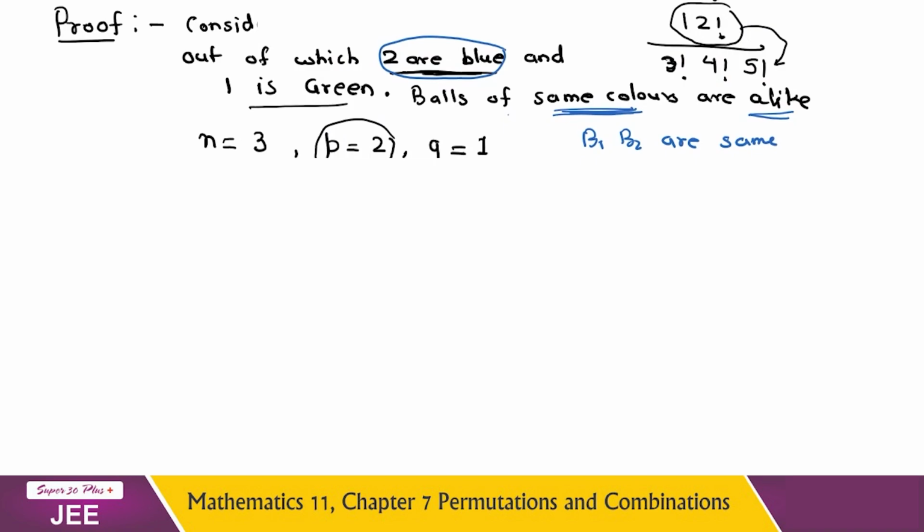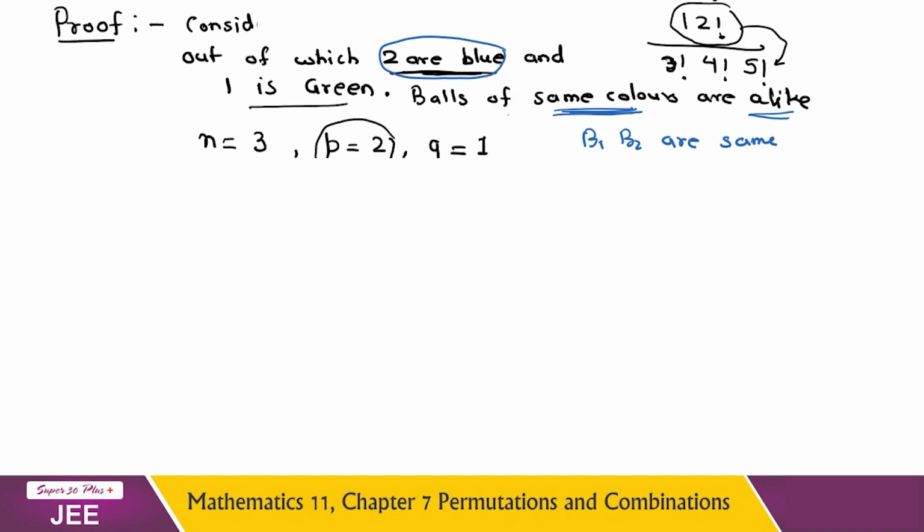Alright, let me again explain that if the total number of objects is n, out of which p are alike of one kind, q are alike of second kind, and r alike of third kind, and the rest, that is n minus p, q and r, are all different, then the total number of permutations is going to be n factorial divided by p factorial into q factorial into r factorial. Because if all the things had been different, the total number of arrangements would have been n factorial.